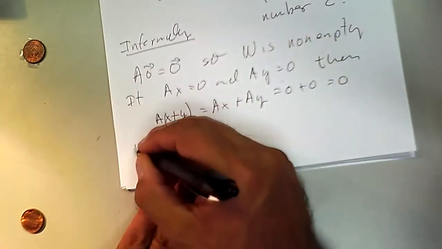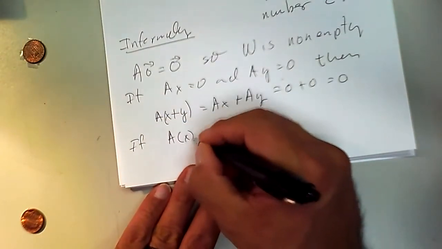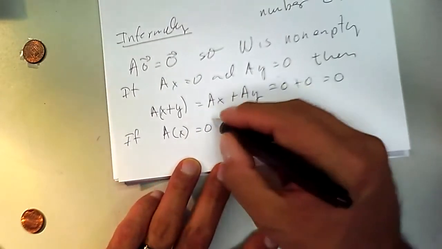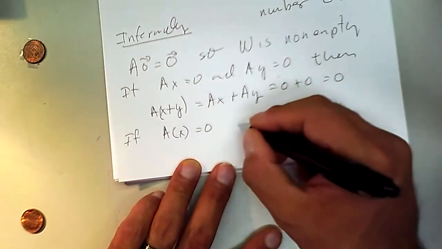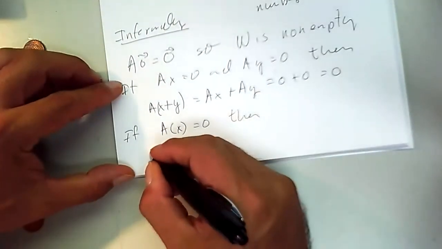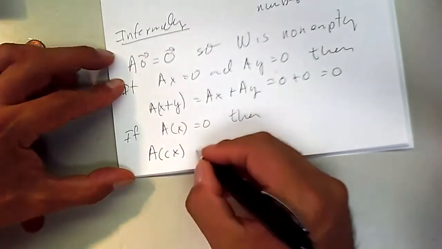And then finally, if AX is equal to 0, then, all right, A times CX, that's what I was going to put up here, and that's why I put parentheses.